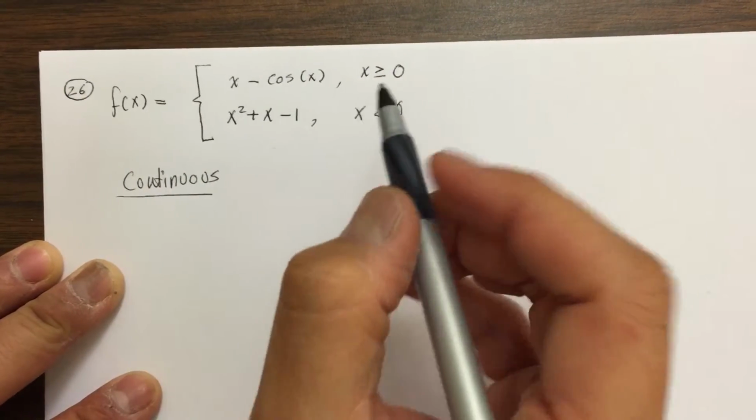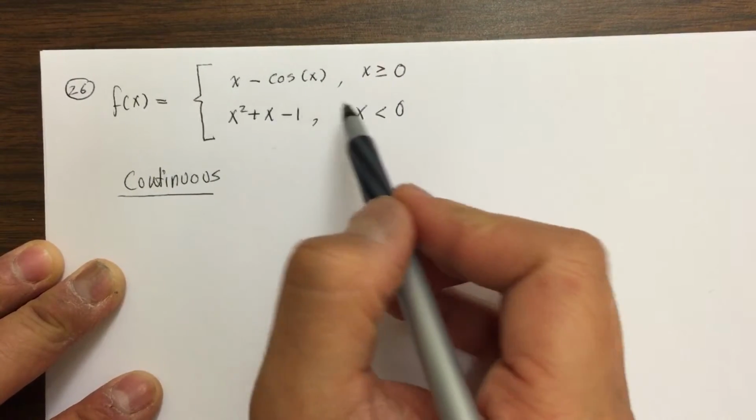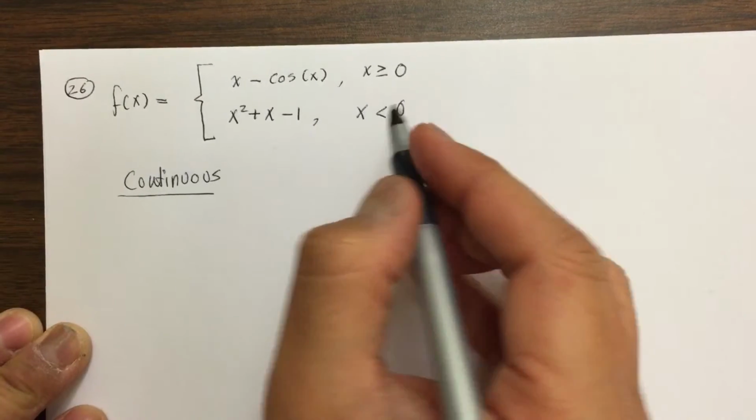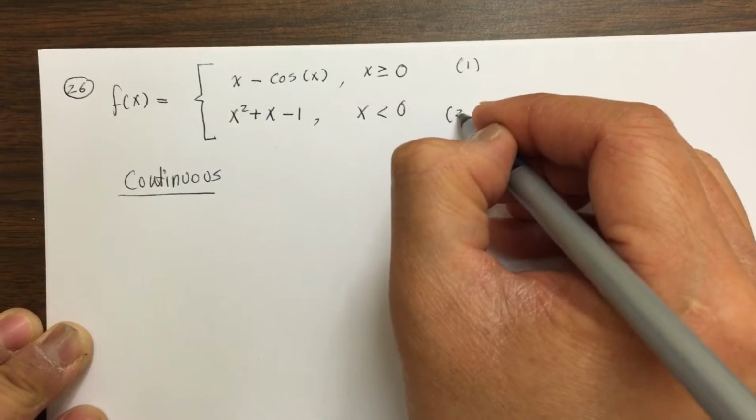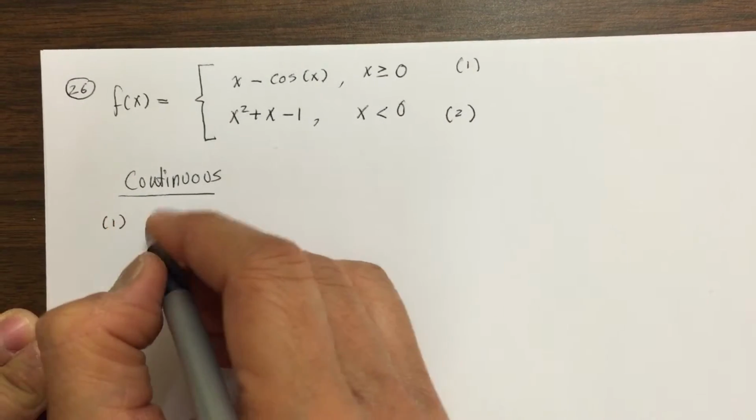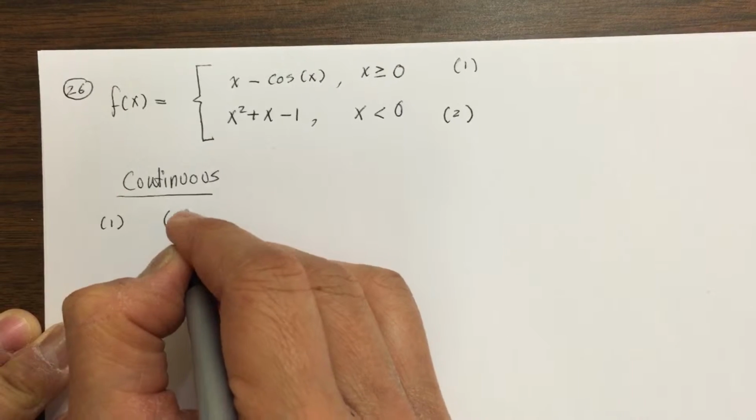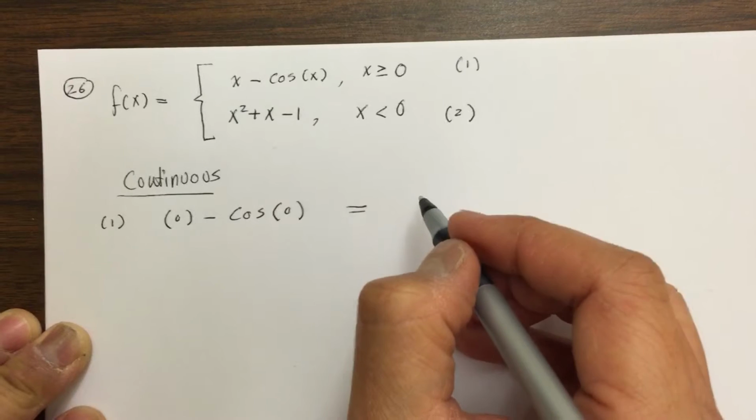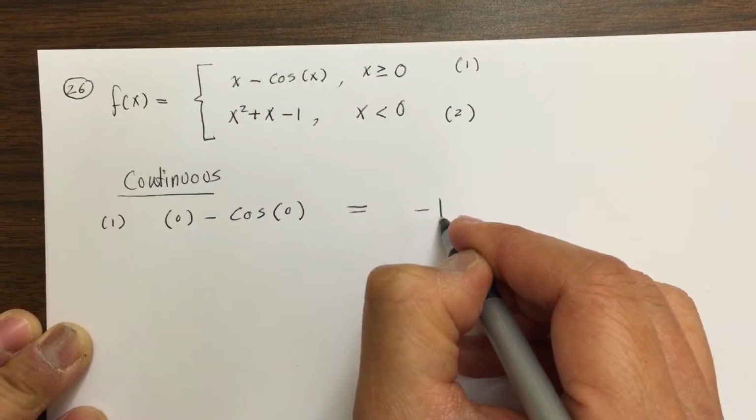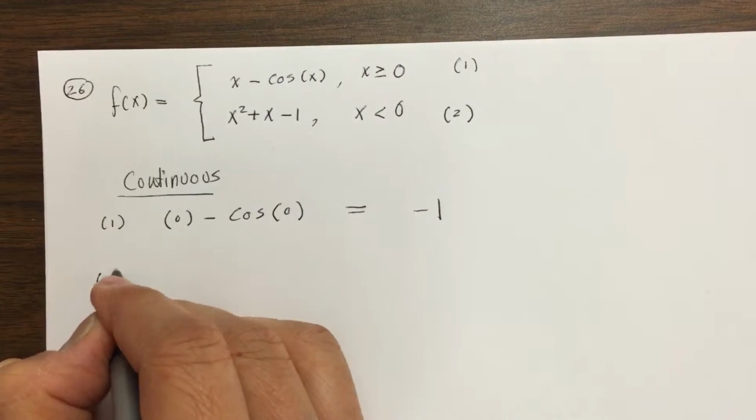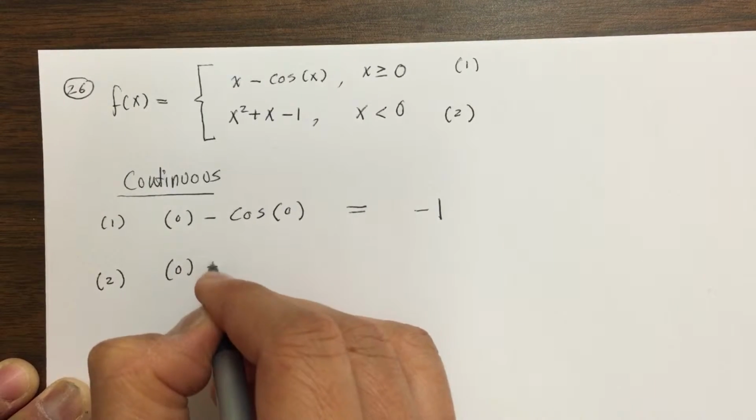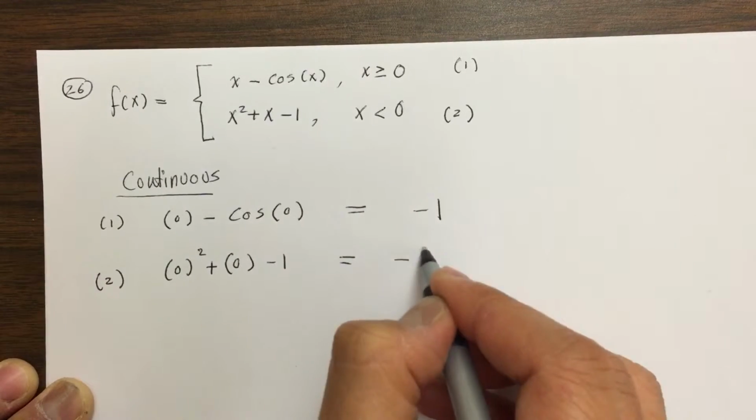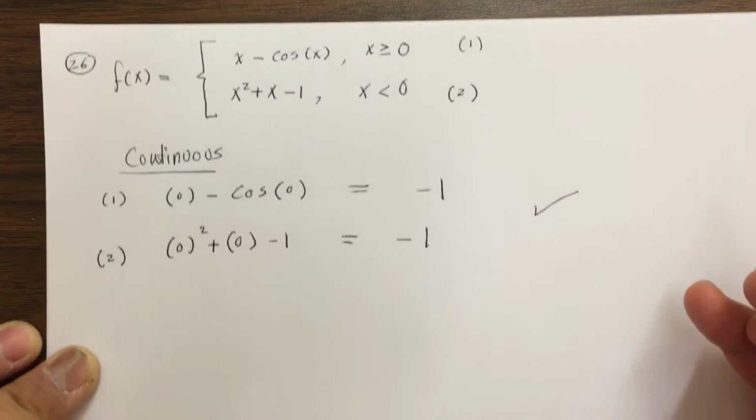The function is continuous if the two pieces take on the same value at x equals 0. So we call this the first piece and the second piece. Let's go ahead and plug 0 into the first piece. You get -1. Let's plug 0 into the second piece. You also get -1. So it passed the continuity test.